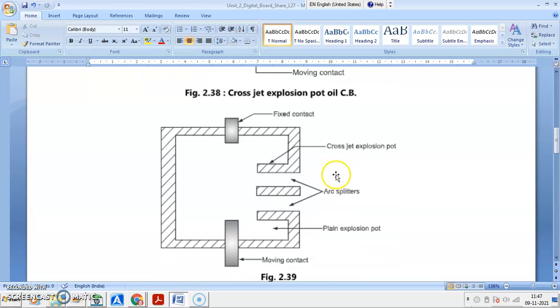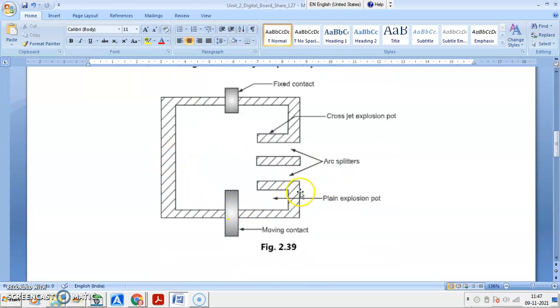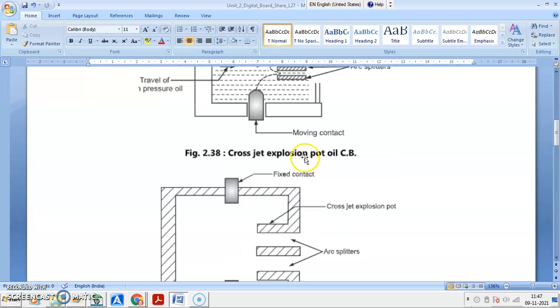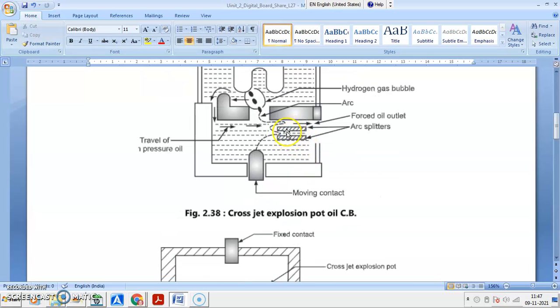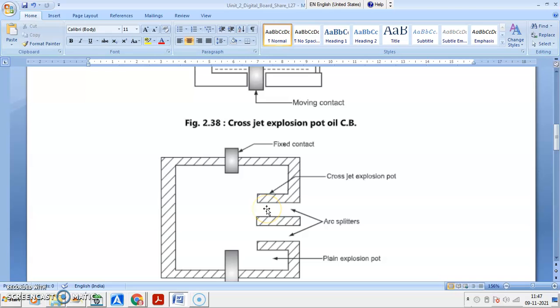Any doubt regarding this? Then you have these arc splitters. This is the fixed contact, this is the moving contact, and arc splitters are provided inside the circuit breaker. Here you have the arc splitter, in the diagram shown here.